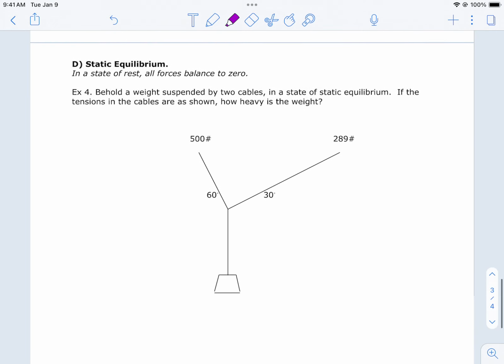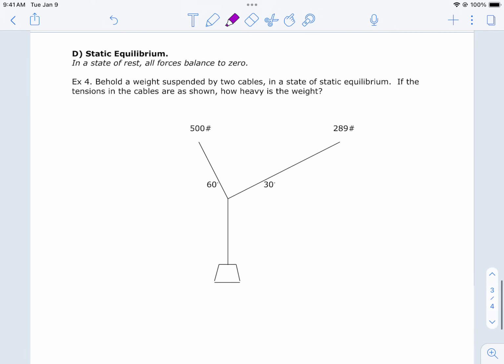One more concept for this lecture here. It's something called static equilibrium. What's that? It basically means nothing's moving. So if you have a bridge and it's not falling down, that's good. And that's called static equilibrium. It's in a state of static equilibrium.